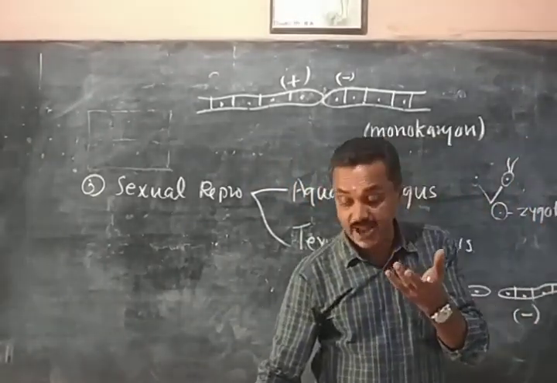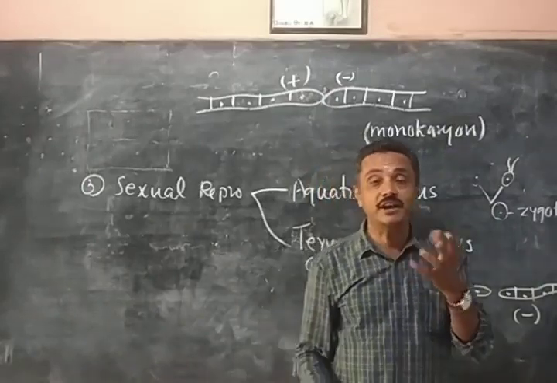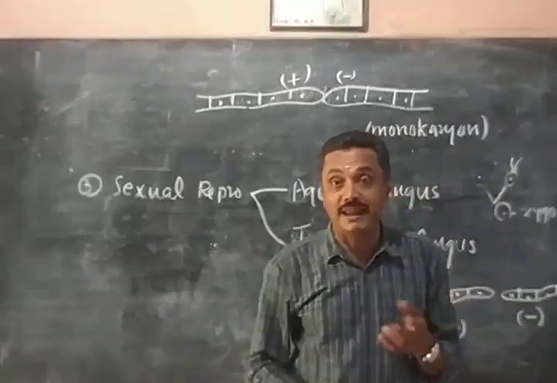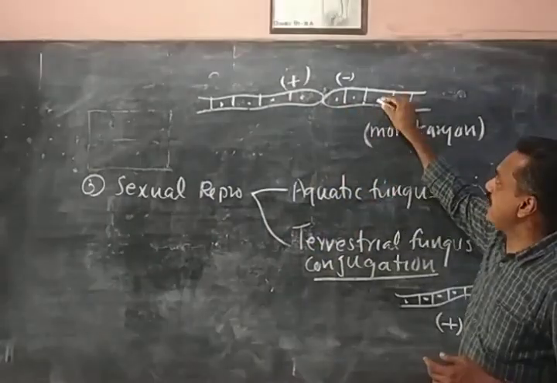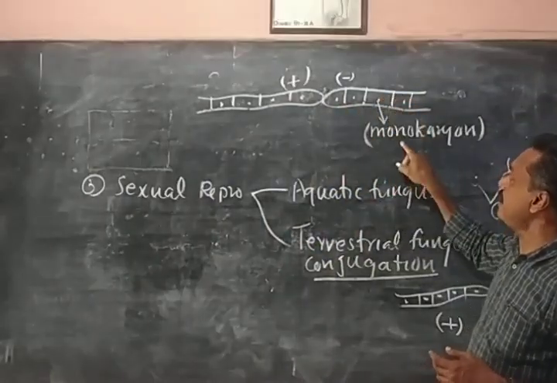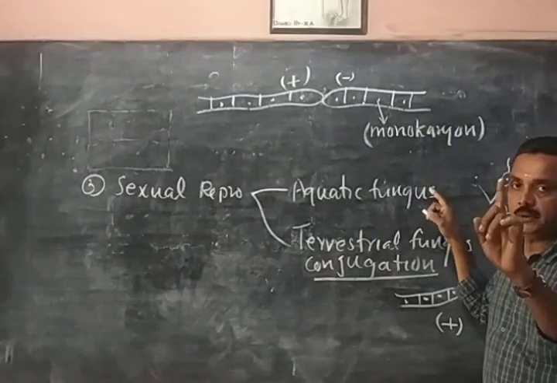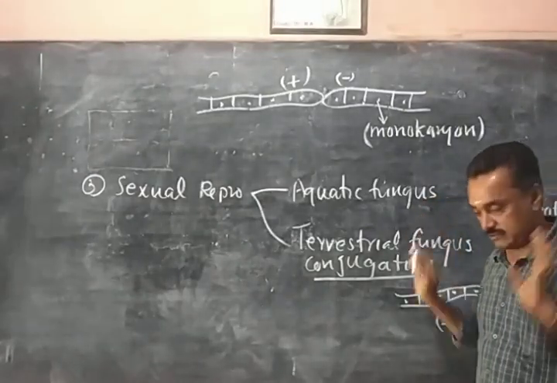I will explain what is haploid and diploid later on. Now I cannot explain that. It will be explained in detail. Now remember that one cell contains one nucleus. One cell containing one nucleus is called a monokaryon. Mono means one, karyon means nucleus.